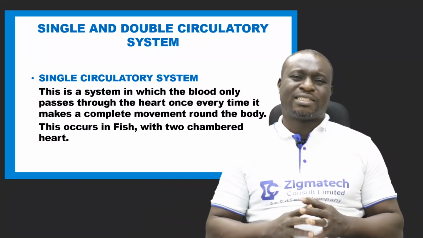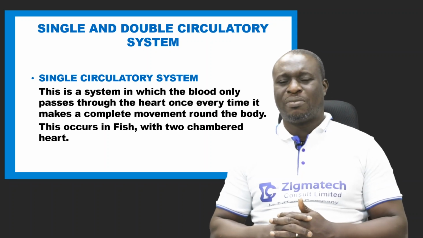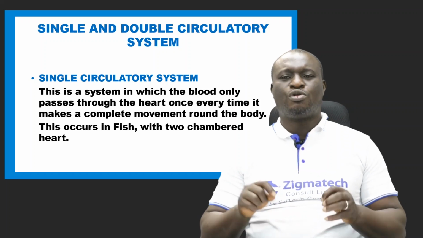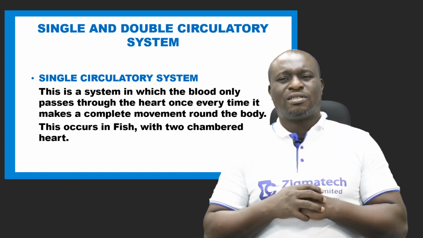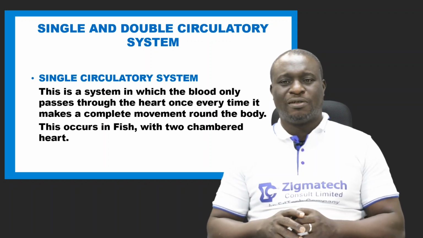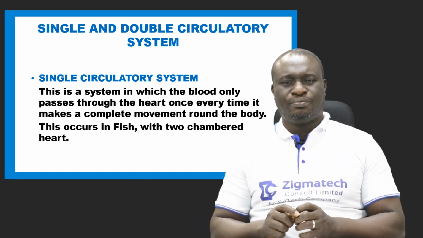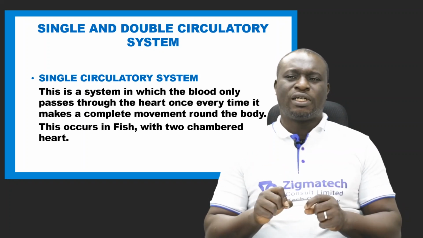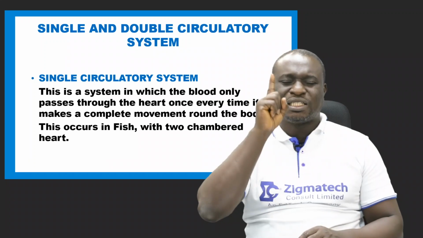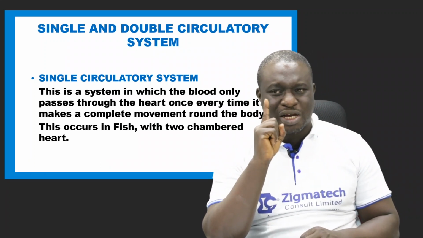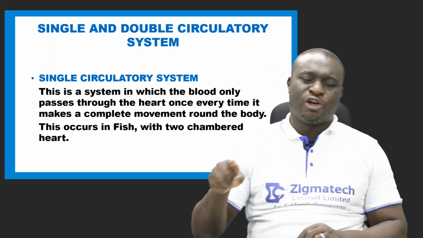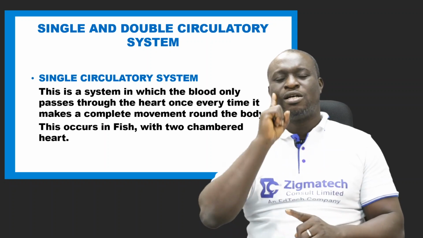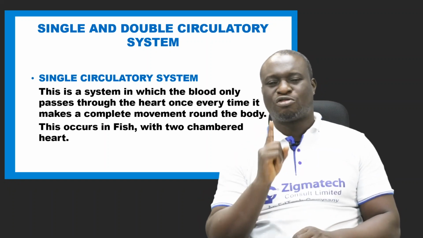Now, we move to the next type of circulatory system, which we talked about: single and double circulatory system. Single circulatory system is a system in which the blood only passes through the heart once every time it makes a complete movement around the body. So for the blood to make a complete movement around the body, it passes through the heart just once.